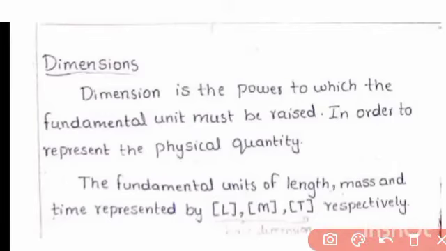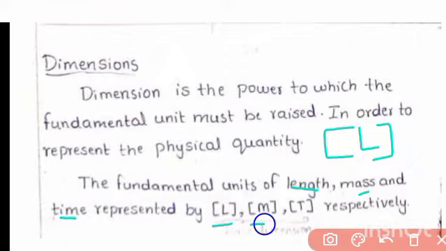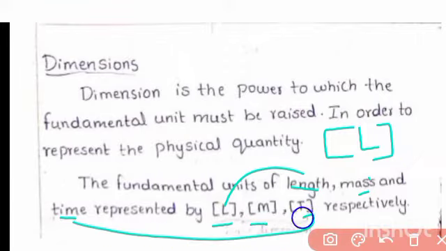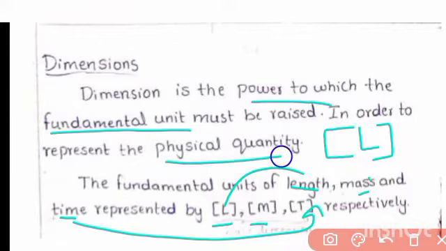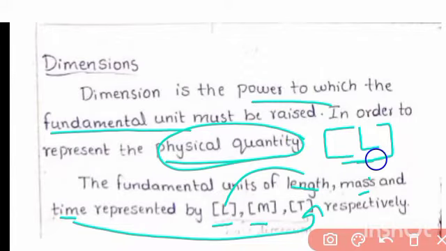The fundamental quantities length, mass and time are represented in terms of dimension as dimension of L. We write the dimension inside a square bracket: dimension of L for length, dimension of M for mass and dimension of T for time. Dimension means the power to which a fundamental unit must be raised in order to represent the physical quantity. To represent the physical quantity, we represent these fundamental quantities in terms of power.